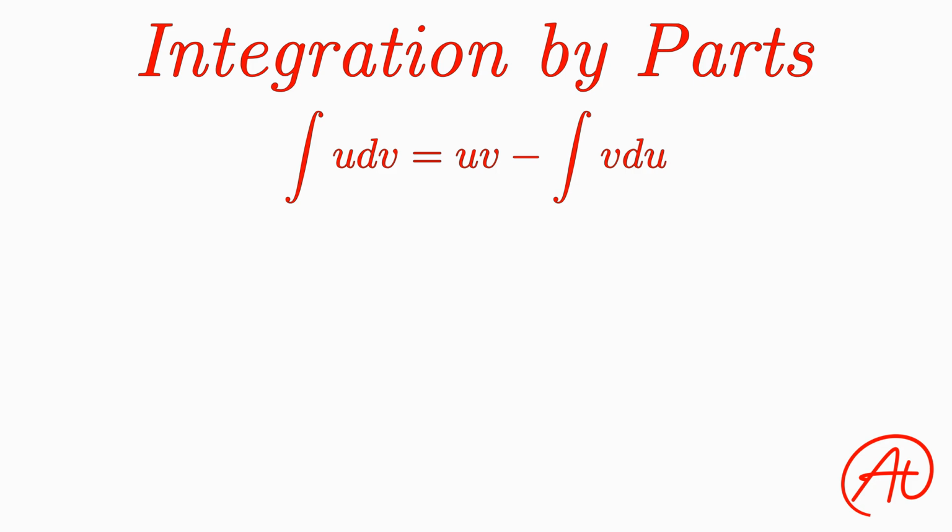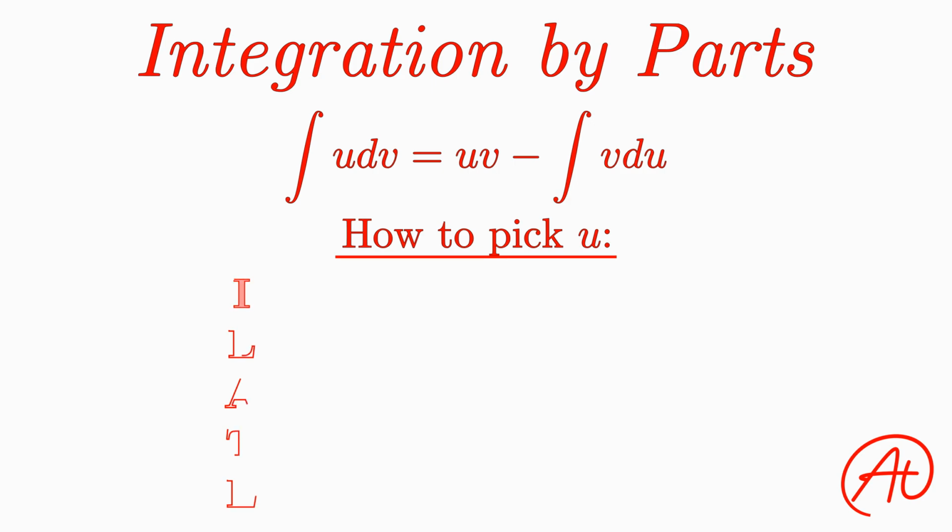Alright, but when we have an integral we can't solve, how do we know what to make our u and dv? Well, let's go over a simple trick for how to pick your u. All you need to remember is ILATE. And this is an acronym that describes the order of things within the integral to make your u.